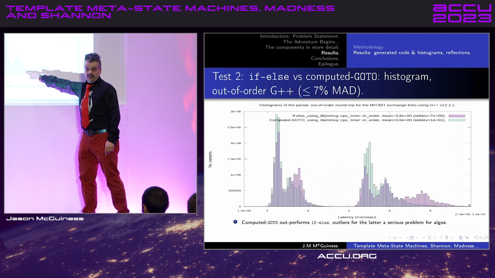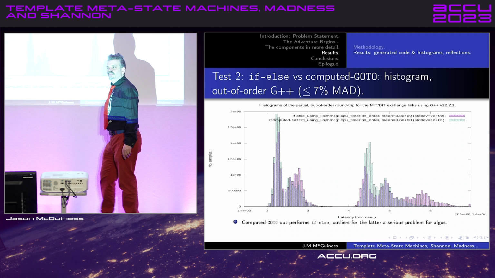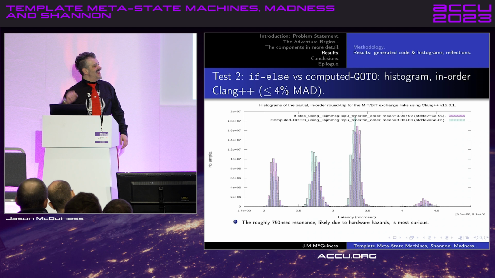If else, bad. Computed goto, better. If else, computed goto. Is it really faster? I don't know. There's a hint there. How did Clang do for in order?